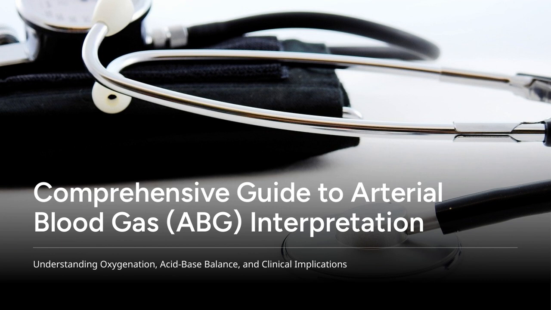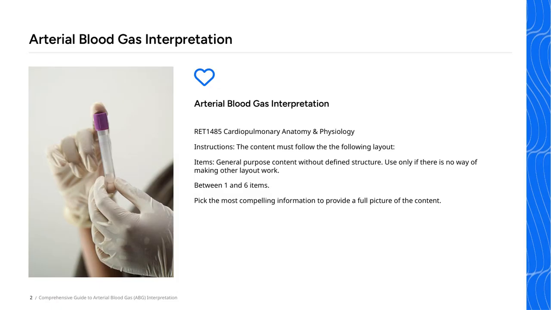Let's get started. Today, we're going to focus on arterial blood gas interpretation, which is a crucial skill in assessing a patient's respiratory and metabolic status. This slide serves as a comprehensive guide to help you understand the key concepts involved in interpreting ABGs. As we go through, I want you to pay close attention to how each component provides insight into the patient's acid-base balance, oxygenation, and ventilation.